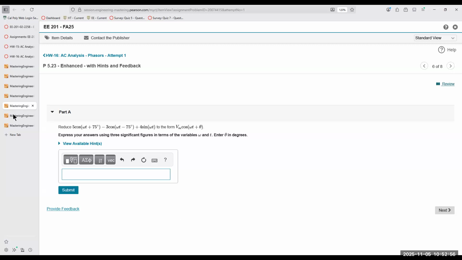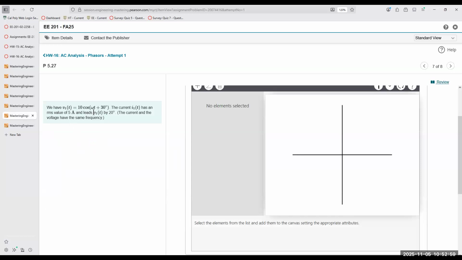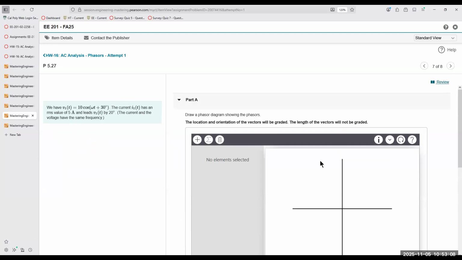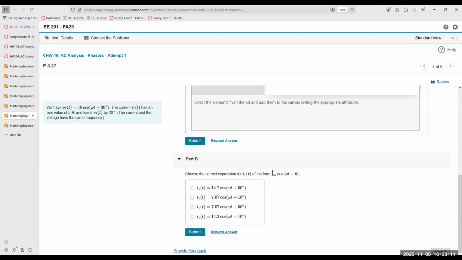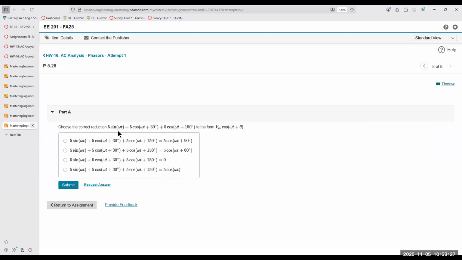Okay, so again, similar to the previous one. Current I1 of t has an RMS value, leads V1 of t, current and voltage of the same frequency, and then asks you to show the phasor. So that's straightforward, which is the correct expression for I1 of t. RMS value needs to be converted to a peak value. So RMS times √2 would give you Im. And that's about it. The last one, again, is the same as the previous one. Only difference is phase angles are different. So you choose the answers and you enter it on there.